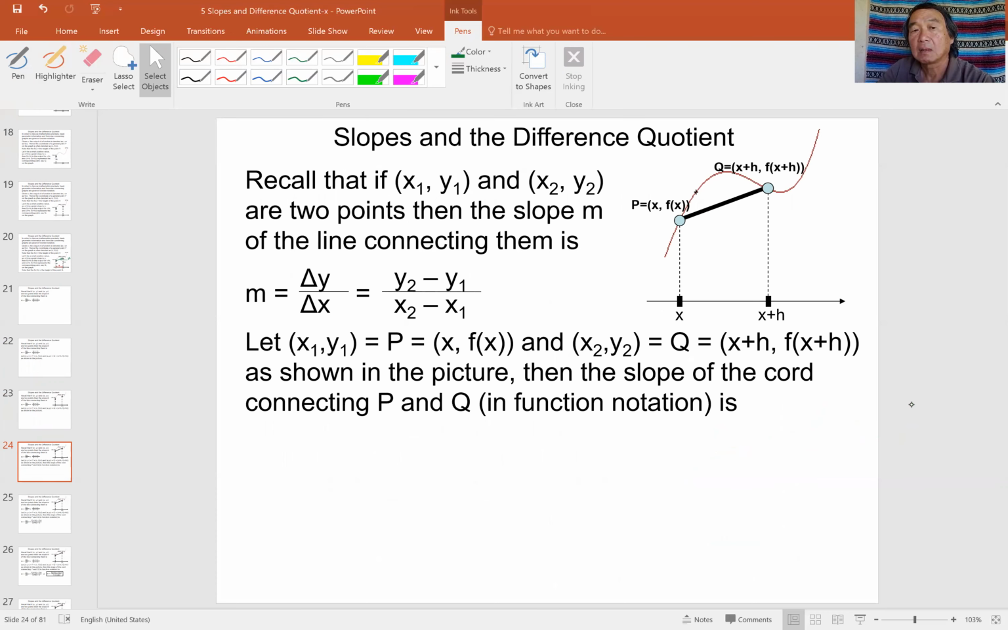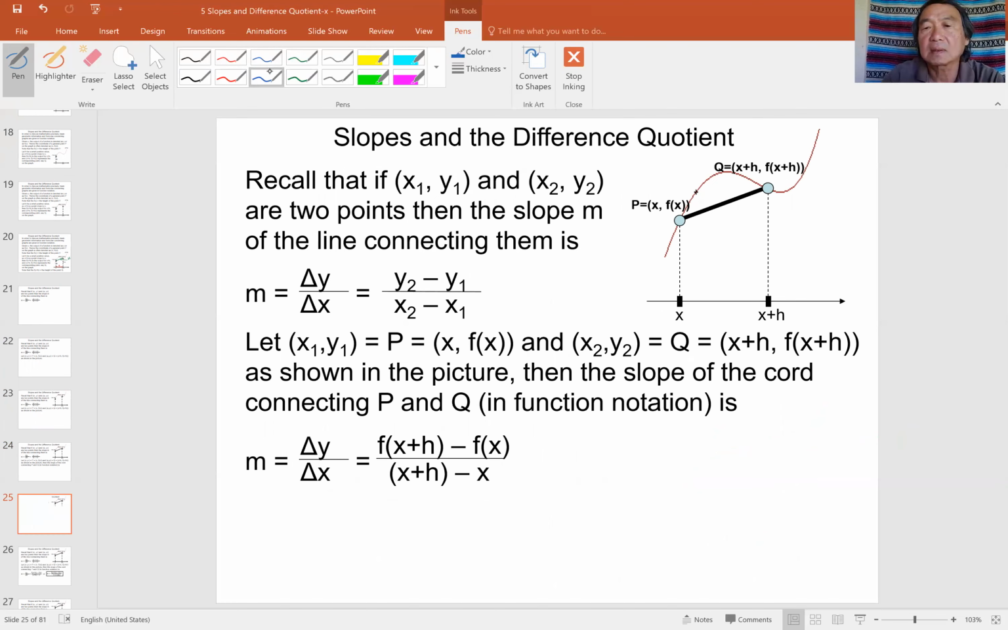Okay, what's delta y again? Delta y is from here to here. If I draw a line, delta y is how high this is. Delta x is how far you go over. Delta x, in fact, is the same number as h.